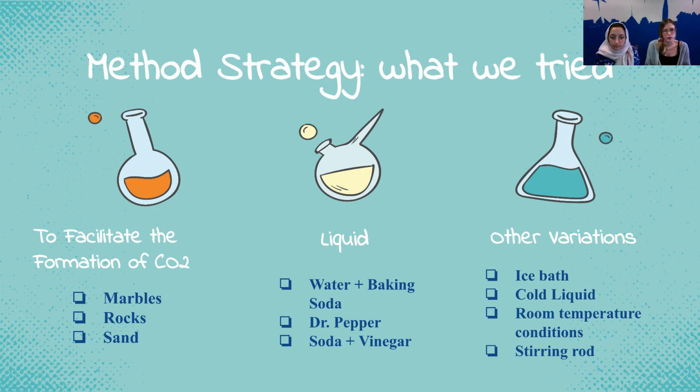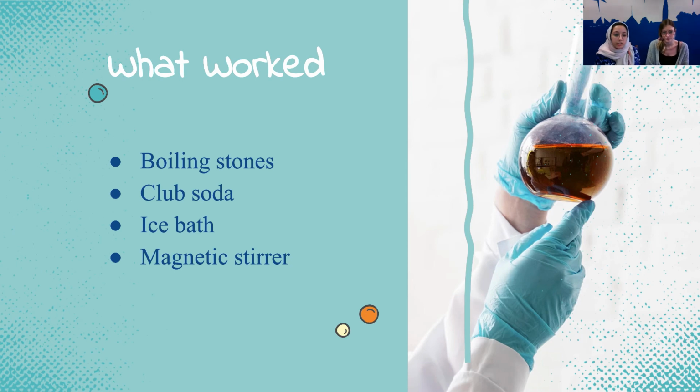And we altered other variations. We tried an ice bath, we tried using cold liquid, we tried using everything at room temperature, we added a stirring rod, and we did all of these separately at first before we decided what worked best together to speed up the reaction. So what actually worked? Well, the boiling stones worked because they allowed for pockets of carbon dioxide to form more quickly, so that allowed us to do the demonstration more quickly.